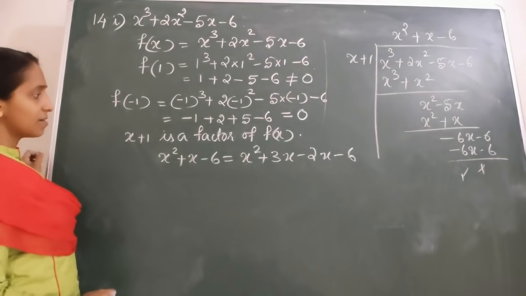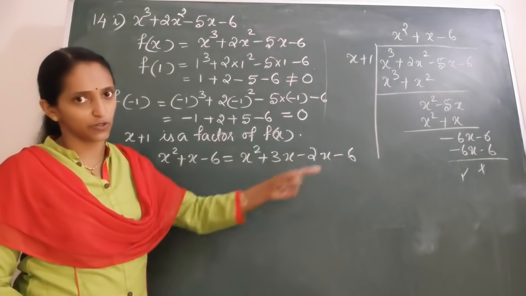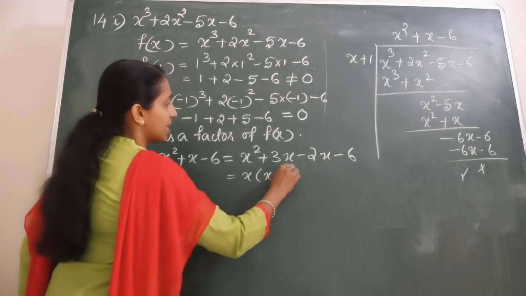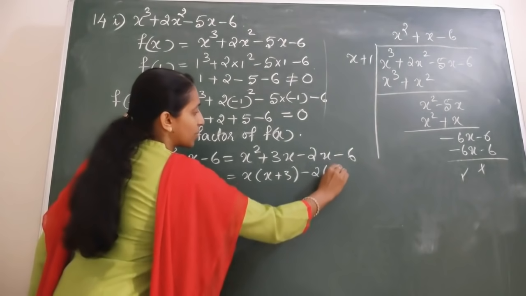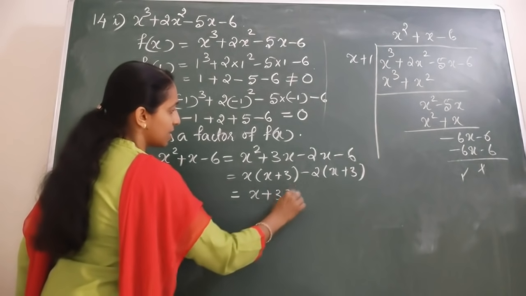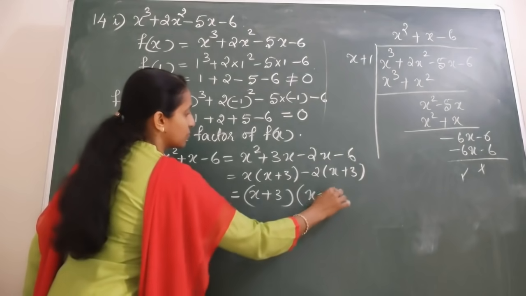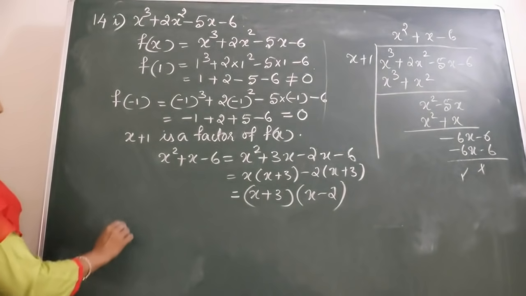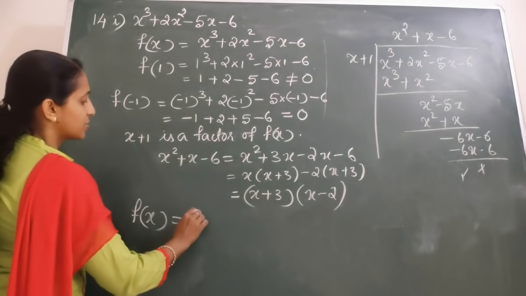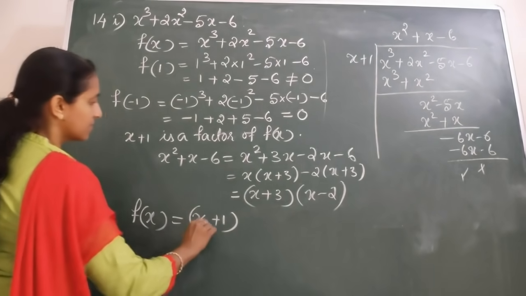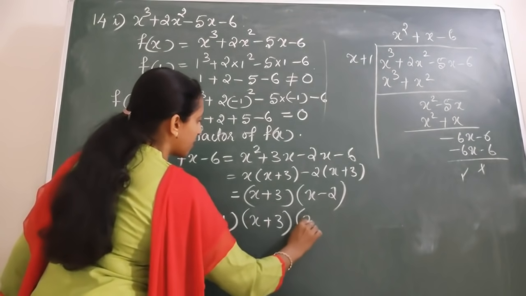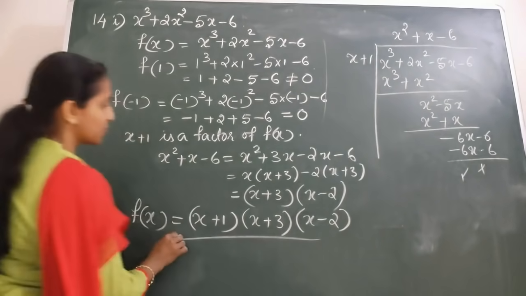Sum is plus 1, product is minus 6 numbers. Then you will factorize it, you will get x into x plus 3 minus 2 into x plus 3. So you are getting the two factors, x plus 3 into x minus 2. Finally, you are getting your f of x as first factor is x plus 1, second factor is x plus 3, and the third factor is x minus 2.